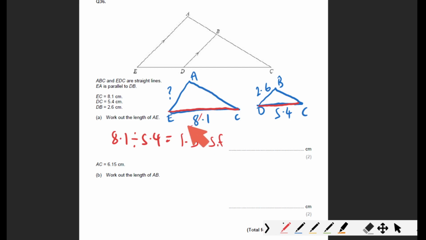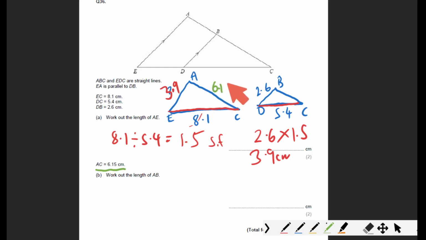Work out the length of AE. So now to work out AE, I take the 2.6 centimeters right there, multiplied by the scale factor. I've got 3.9 centimeters. I'll just label it 3.9. Right, AC is given us 6.15. Where's AC? Doing a different color. So AC 6.15. What do they want now?